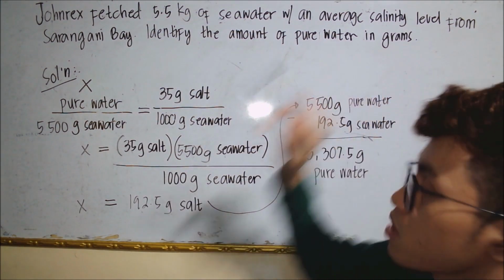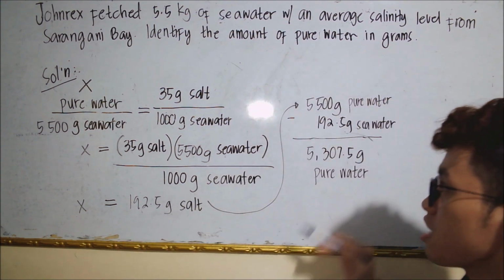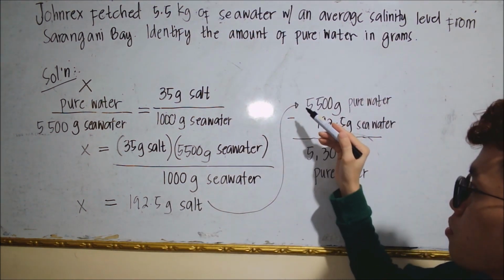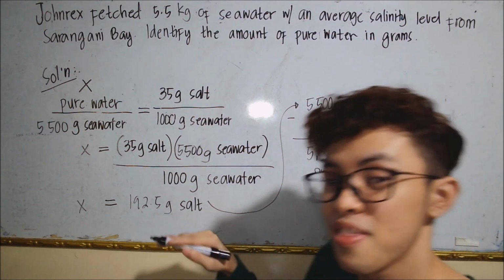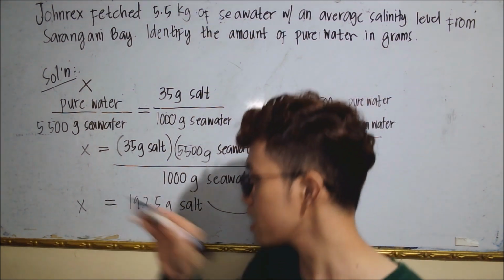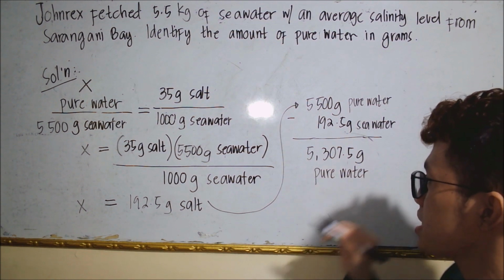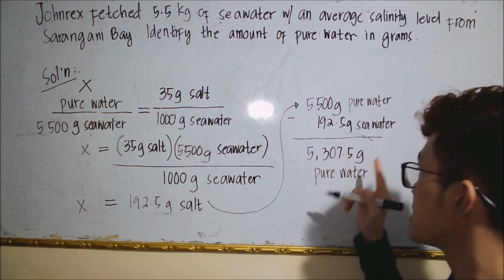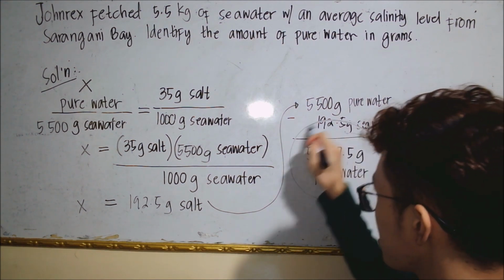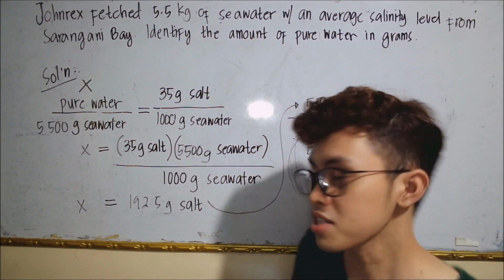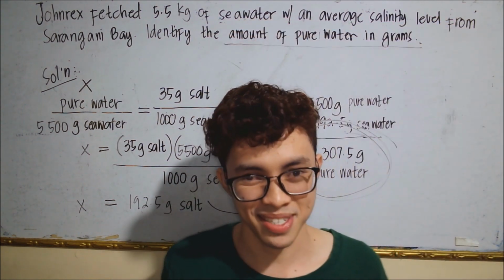Now let's go back to the main question. Identify the amount of pure water in grams. So this is not yet the final answer. We have an additional operation here. 5,500 grams of seawater minus the amount of salt, which is 192.5 grams, and you'll get 5,307.5 grams, and that is the pure water. And that's the answer to our question, the amount of pure water in grams. Easy, right?